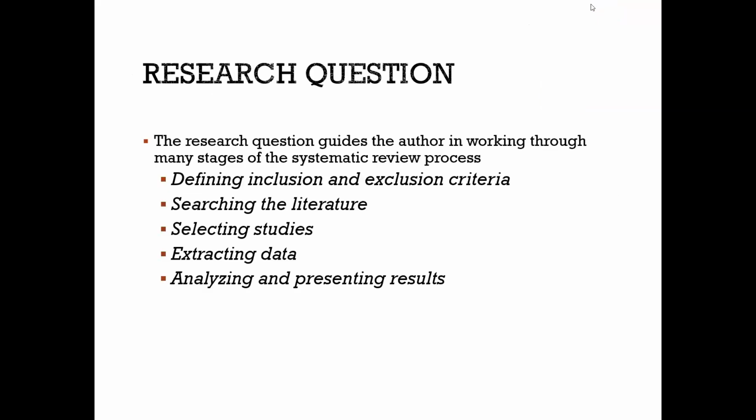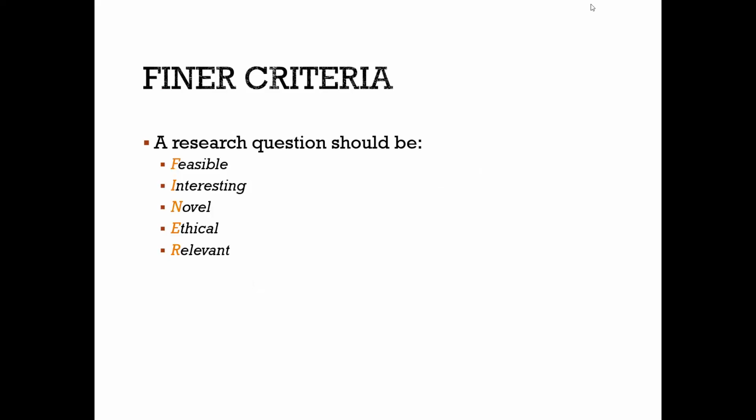Next, the research question guides the authors in working through many stages of the systematic review process, like defining inclusion and exclusion criteria, and searching the literature, because the literature search will be based on the question you formed, right? When you search, you will search cardiovascular disease, you will search NSAIDs. Then selecting the studies, extracting the data. So every step depends upon your research question. The research question should be very clear. Only then can you go with all these steps.